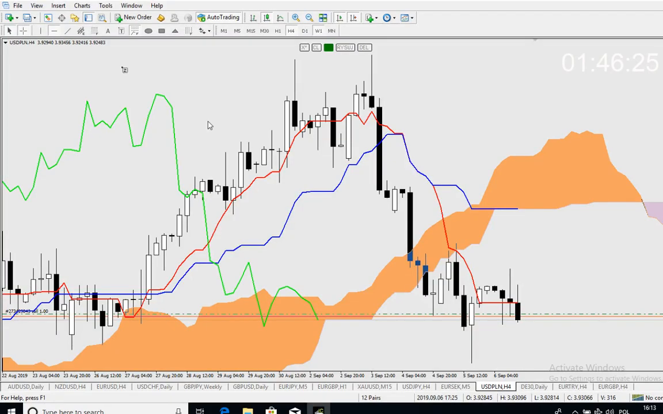USD PLN 4-hour chart. So American dollar to Polish zloty. As you can see, we broke out through the Kumo, and there was a retest yesterday. And today, of course, NFP, so the price had to bounce up a little bit. And what happened?